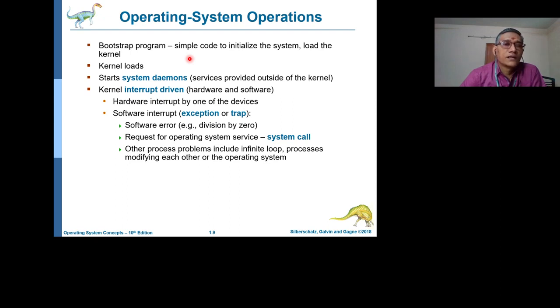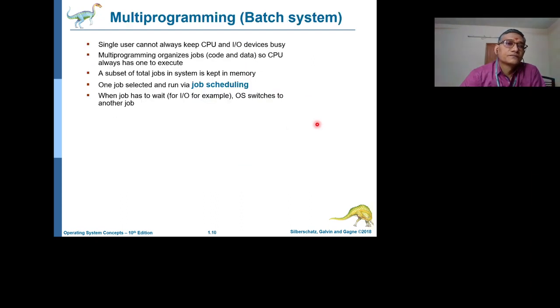Then the kernel is loaded and the system daemons are started. What are the system daemons? They are the services provided outside of the kernel. Always remember, the operating system is interrupt driven. The kernel is interrupt driven. A hardware interrupt by any of the devices can take place, and a software interrupt can take place through the cause of an exception or trap. A software error or request for operating system service should be initiated through system calls. These are the important concepts with which the operating system operations are implemented.